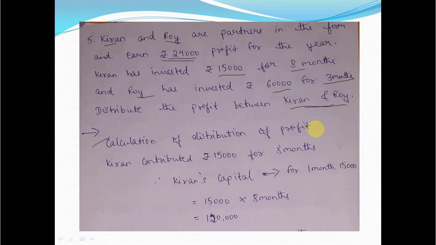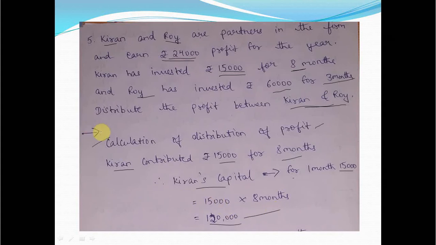First we'll calculate the distribution of profit. So first we'll calculate Kiran's capital. Kiran contributed 15,000 for 8 months. That means for 1 month the amount is 15,000, and for 8 months, how much? Cross multiplication: 15,000 into 8 equals 1,20,000. Clear? So we already came to know Kiran's capital.